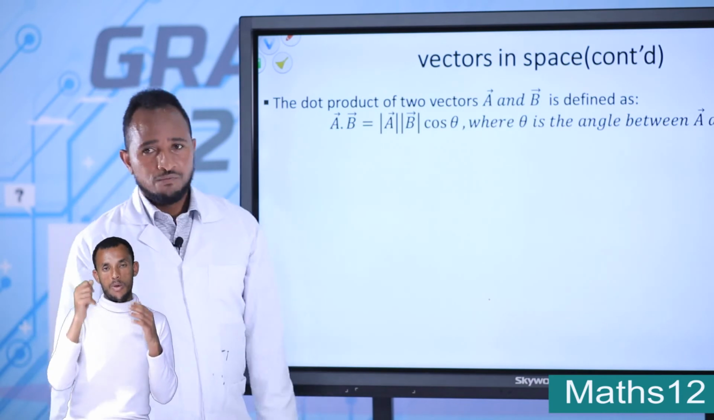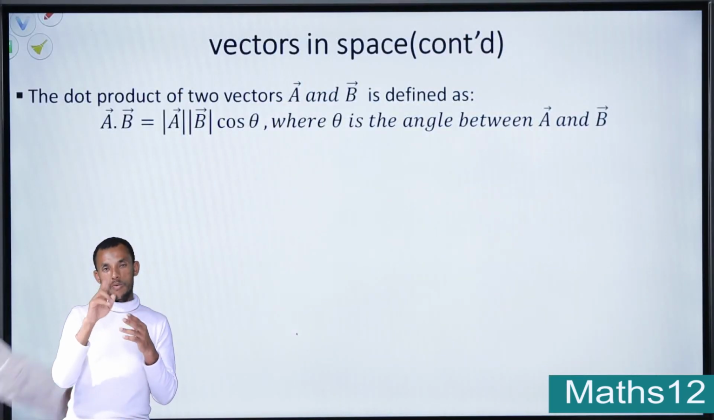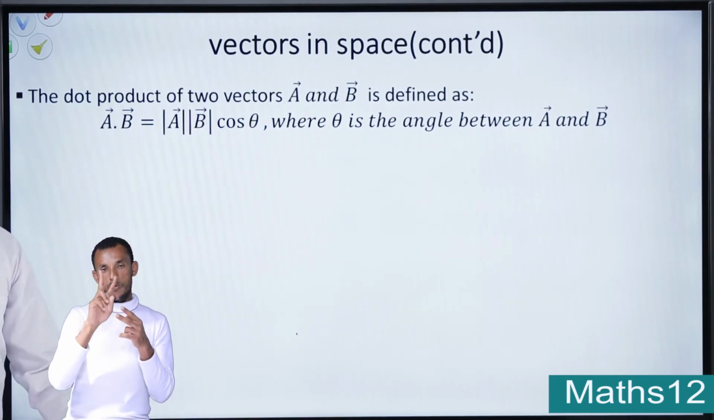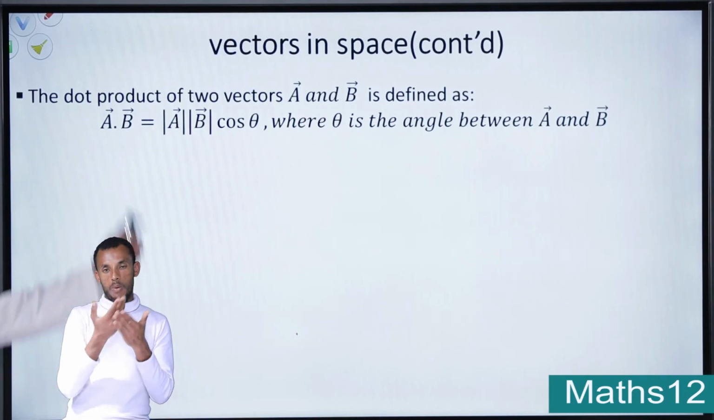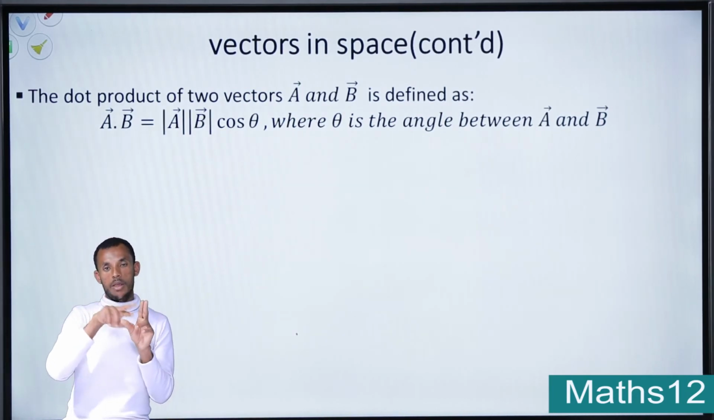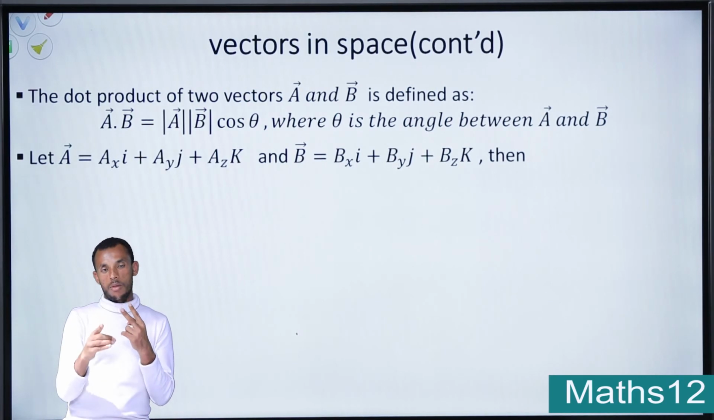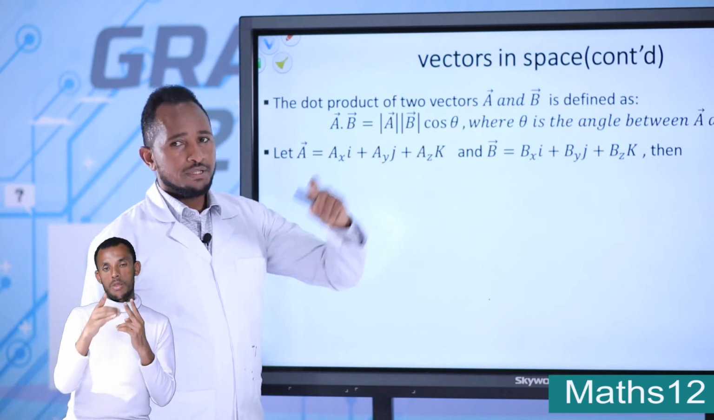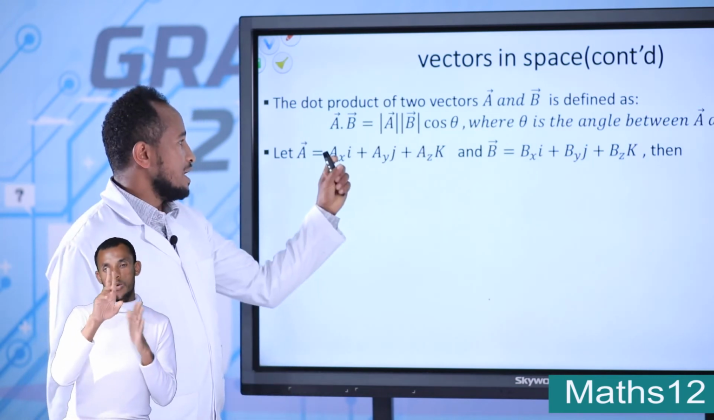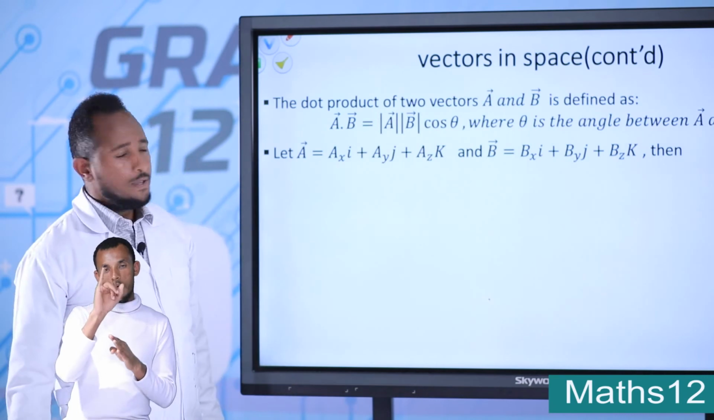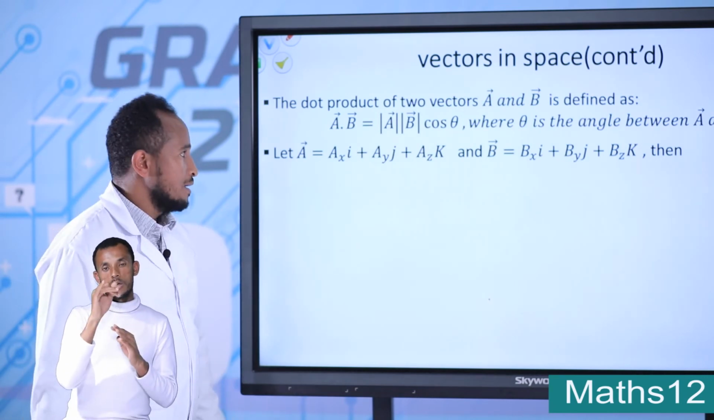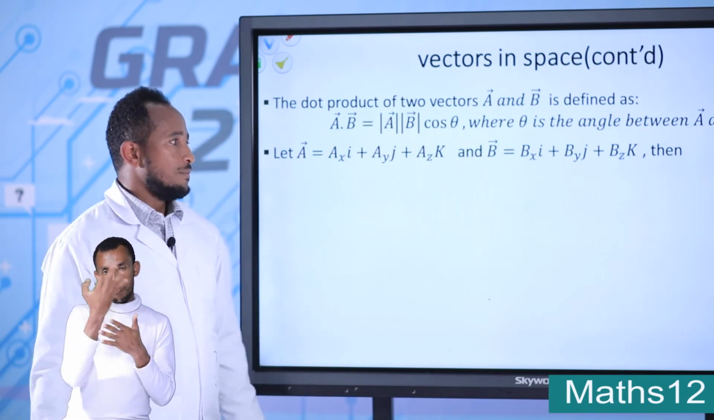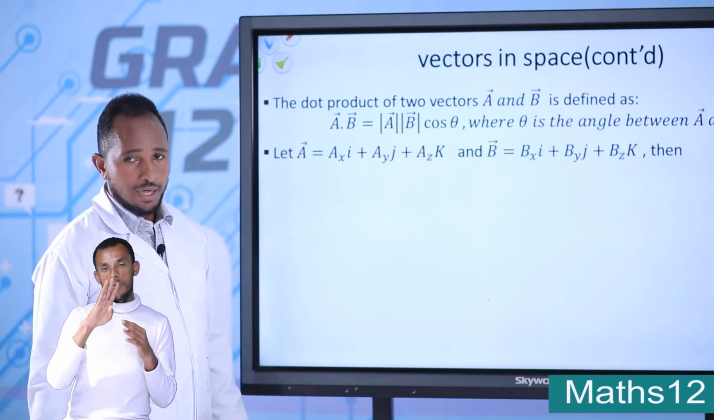The dot product of these two vectors is defined as the product of the magnitudes of the two vectors times cosine of theta, where theta is the angle between the two vectors. So now let's have this one. Let vector A be represented by unit vectors, Ax in the I, Ay in the J, plus Az in the K. And let's have another vector B written in this form, Bx in the I plus By in the J plus Bz in the K.